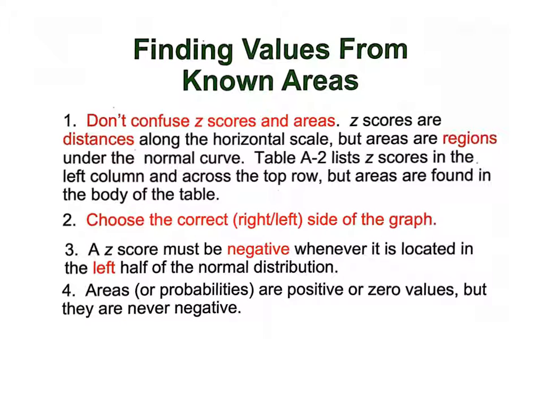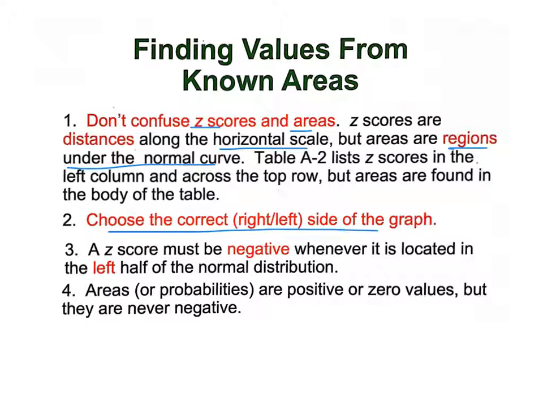Okay, finding values for known areas. Now we're going backwards. First of all, make sure you don't confuse z-scores and areas. Z-scores are the horizontal axis. They just tell you how many standard deviations away you are. Areas are the probabilities or the regions under the curve. That's what we're shading every time, the areas.